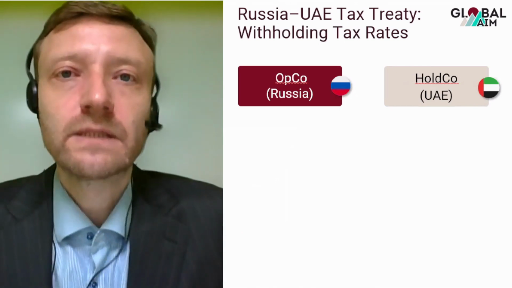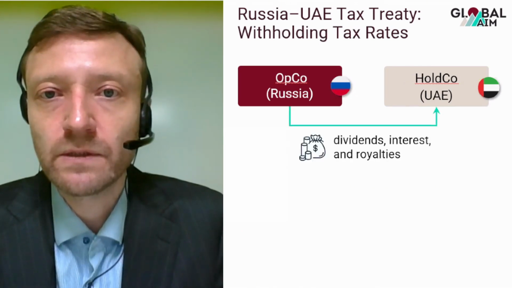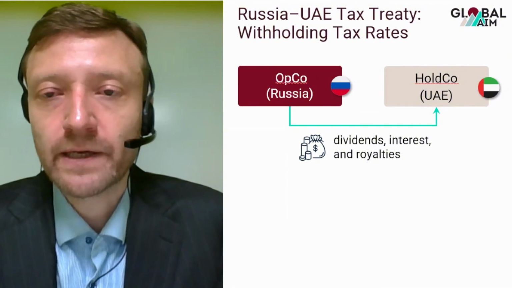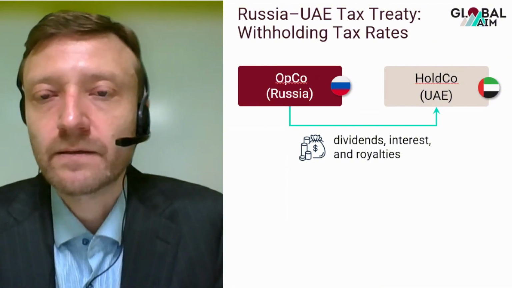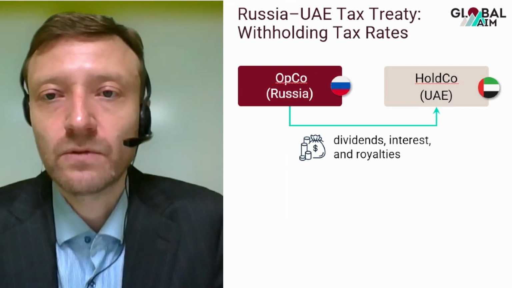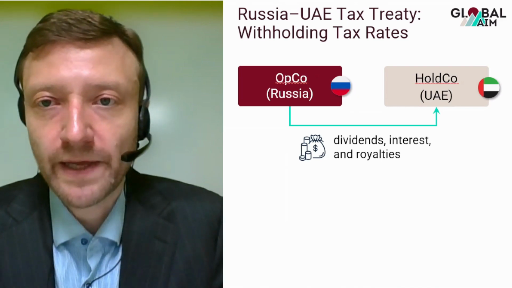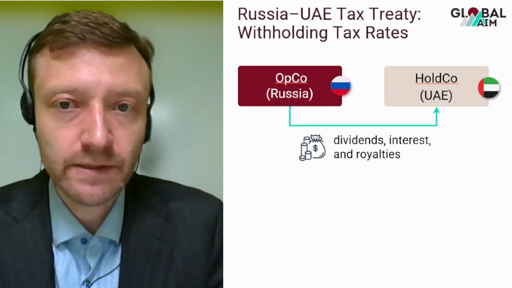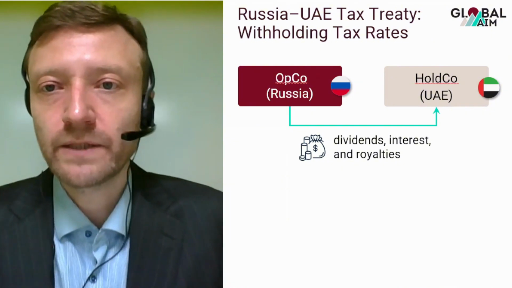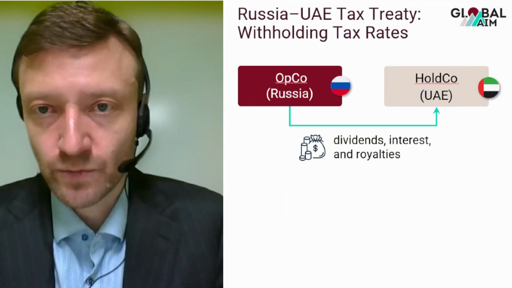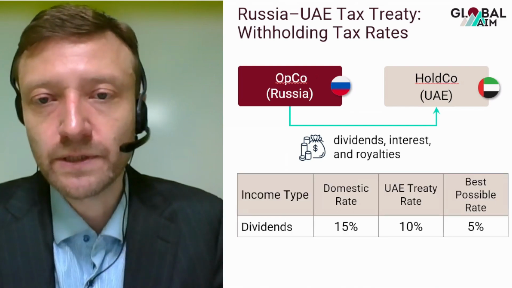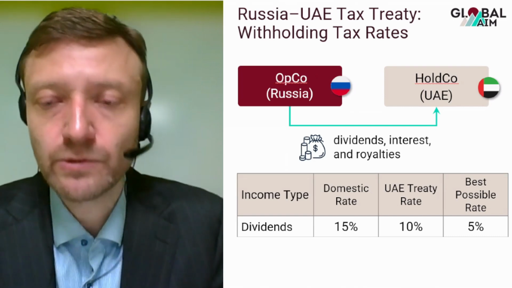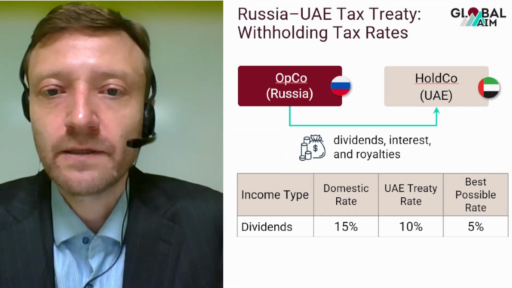So let's look at the consequences of these developments and what this will mean for businesses that have Russian companies and that may consider having cross-border payments from Russia to the United Arab Emirates. If a Russian company, as is shown on the slide, pays dividends, interest, or royalties to a company in the United Arab Emirates, then these types of income are subject to withholding tax in Russia. And the double tax treaty between Russia and the United Arab Emirates will provide for reduced rates, which we'll look at in a table format on the slide.